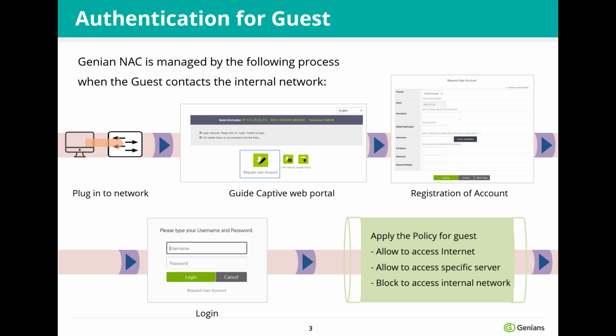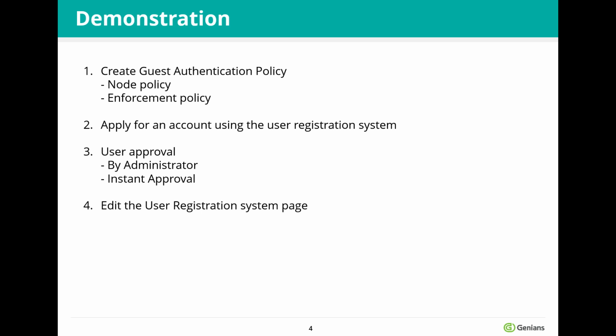The suitable page requests user registration for use in the network. And NIC receives information such as ID, password, company, and purpose from the guest via the user registration page. And the guest authenticates with the registered ID, login. The Genian NIC assigns the network access permission to the guest. Let me show you the demonstrations. The first one is to create a guest authentication policy.